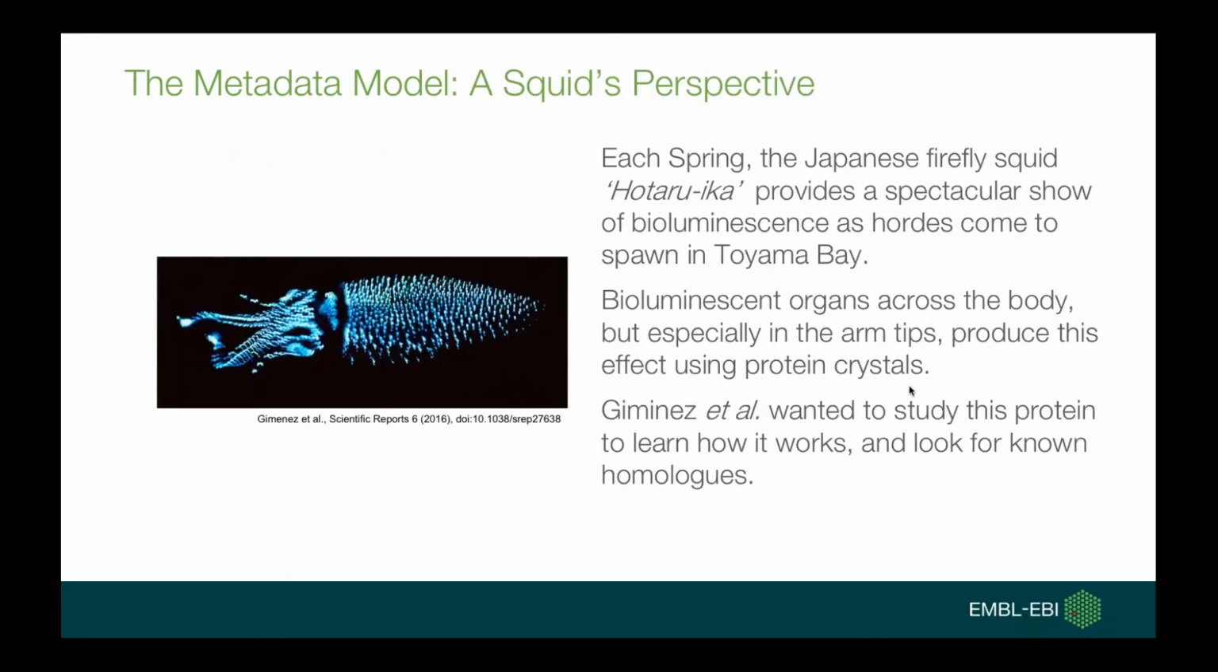So what you're looking at here is a firefly squid. These exist around the Sea of Japan, and they're bioluminescent. They're very beautiful, and every spring they come to spawn in Toyama Bay in Japan, and they provide a really beautiful show of bioluminescence. They have these organs across their body, and that's what you're seeing in the picture here. They especially have these organs on their arm tips and around the mantle.